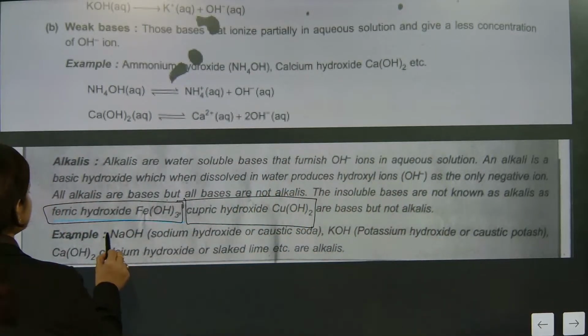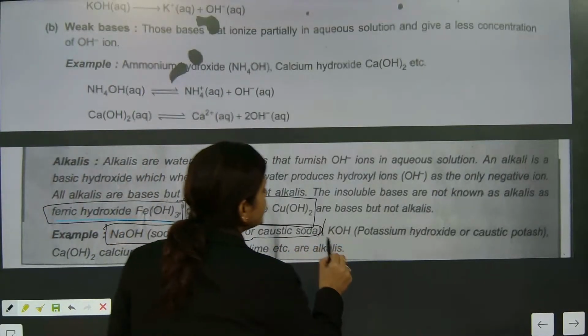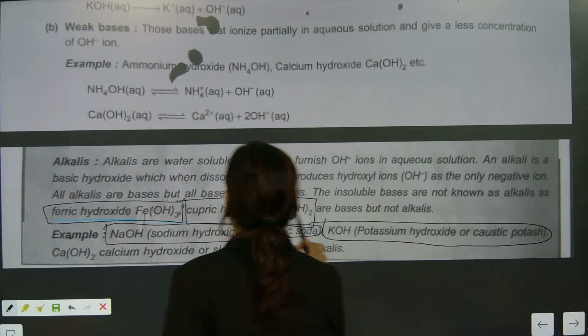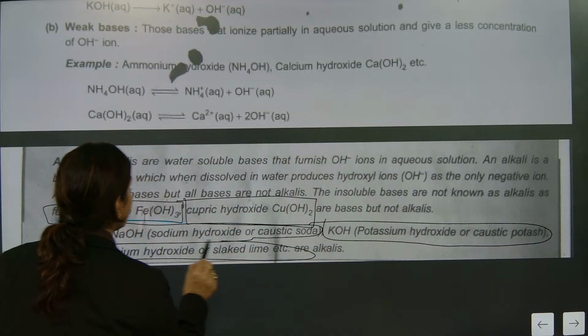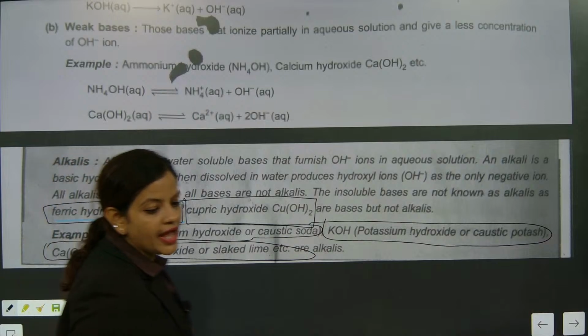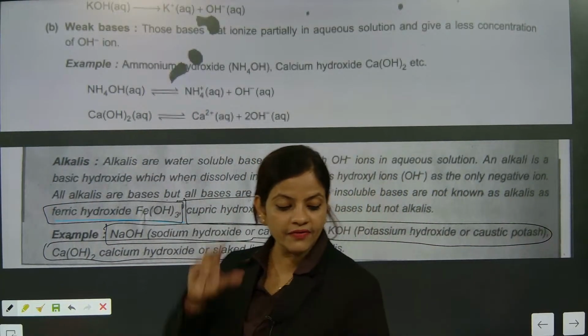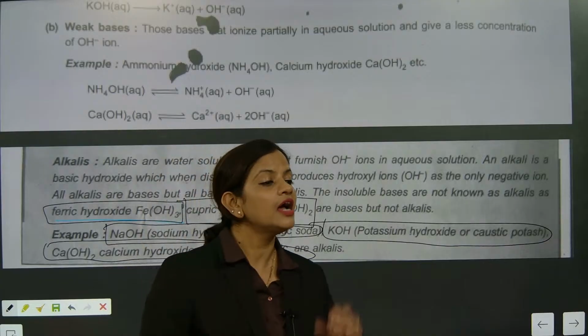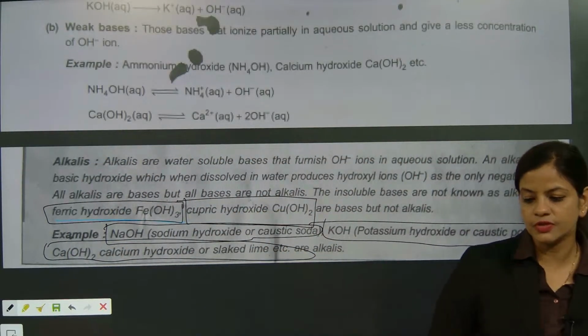Next is sodium hydroxide or caustic soda, potassium hydroxide or caustic potash. Remember the name, calcium hydroxide or slaked lime. What are they? They are alkalis. I hope you have understood why they are called alkalis.